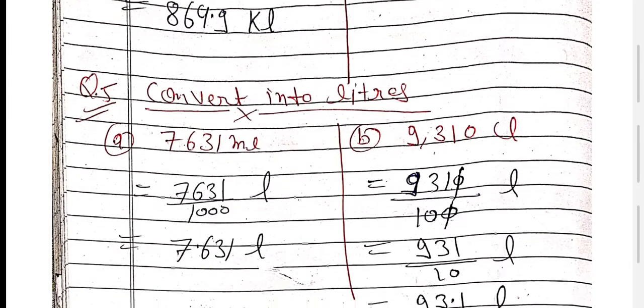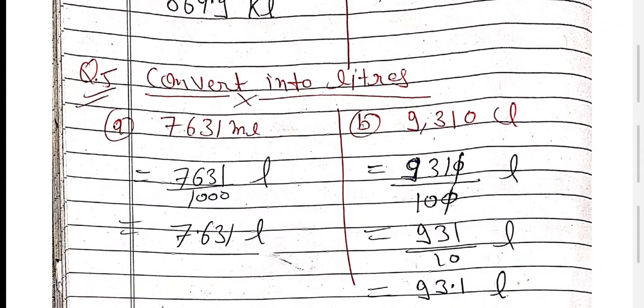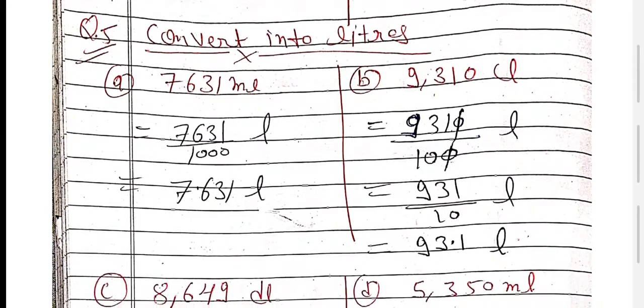Now come on the last question of this exercise, convert into liters. Milliliter into liter. When you convert milli into liter, you have to divide it by what? 1000. 1000 means 3 zeros are there. So from the back side, put the decimal after 3 digits. It becomes 7.631 liter.